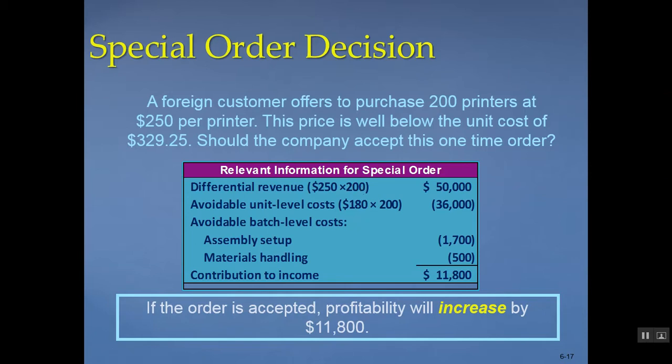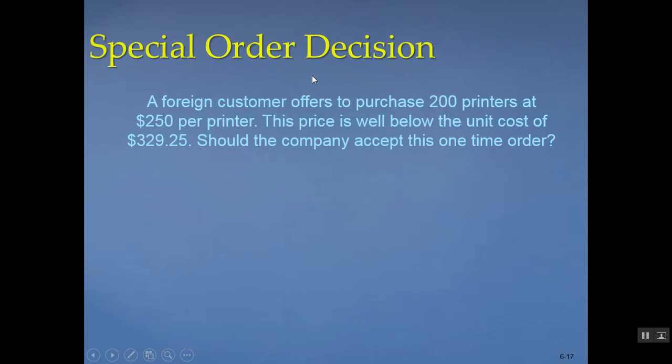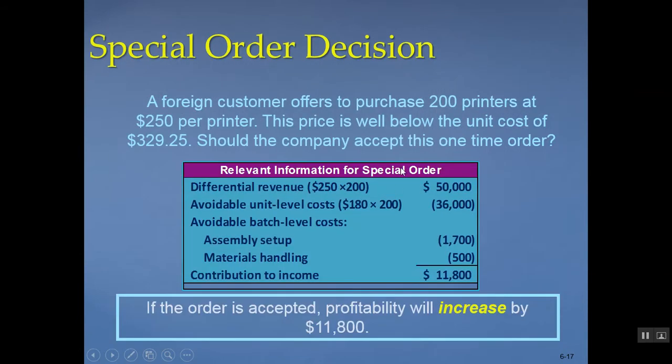Then we need to go back and look at the avoidable costs. If we go back to our projections, we'll see that unit level costs are always avoidable. It means that if we accept the special order, we're going to have to pay those. If we don't accept the special order, we won't incur those costs. So the total of that is going to be the 90 plus 8250 plus 750, which gives us the $180 here.